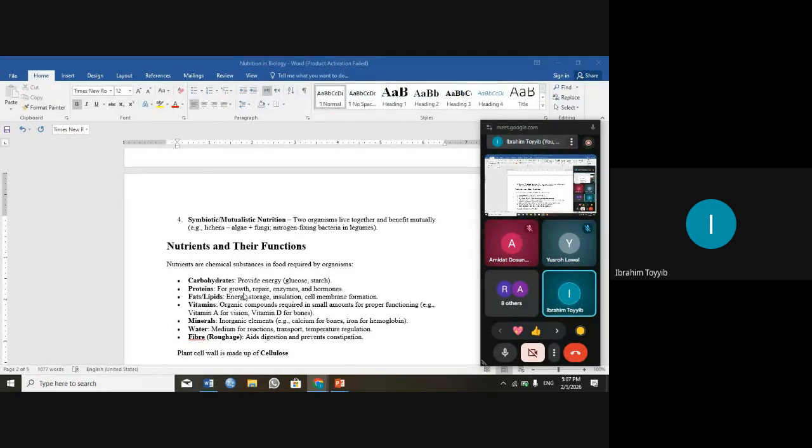It also functions in another way. There's one rule in biology that all enzymes are proteins, but not all proteins are enzymes. All enzymes are proteins, but not all proteins are enzymes. And also hormones. This is the function: they manufacture enzymes and hormones.